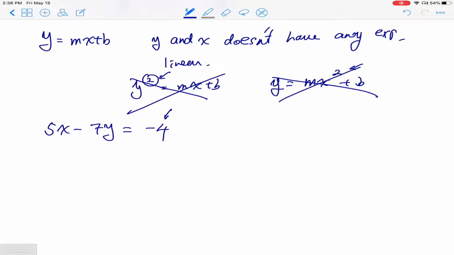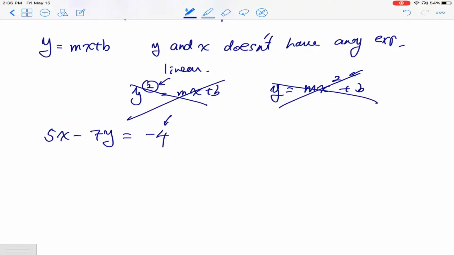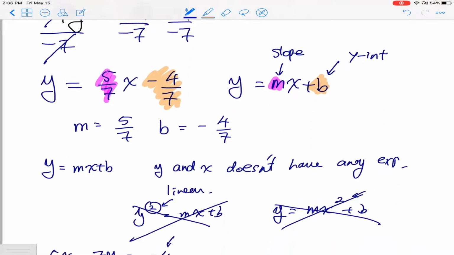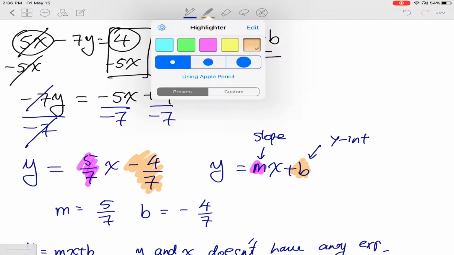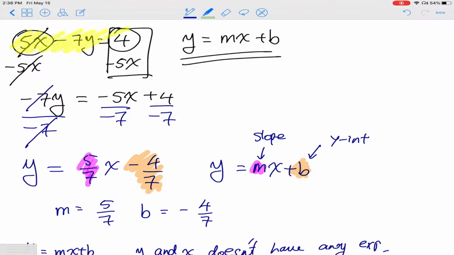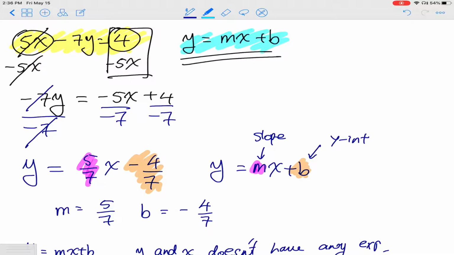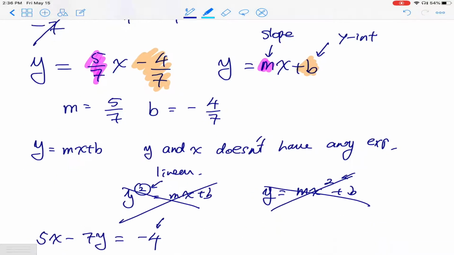So the easiest way to figure out whether the equation has positive slope or negative slope is to convert from the standard form, standard form being this, to the y equals mx plus b form. And then you will be able to tell whether that's positive or negative.